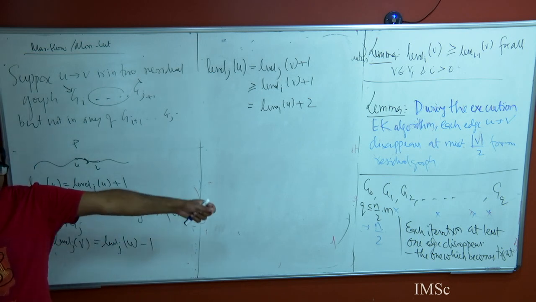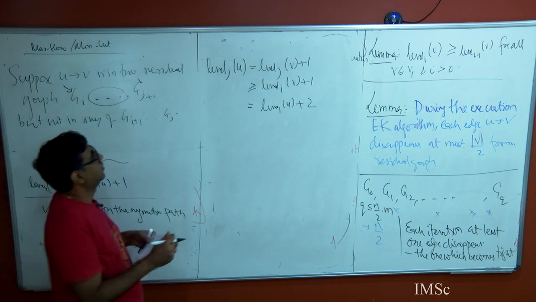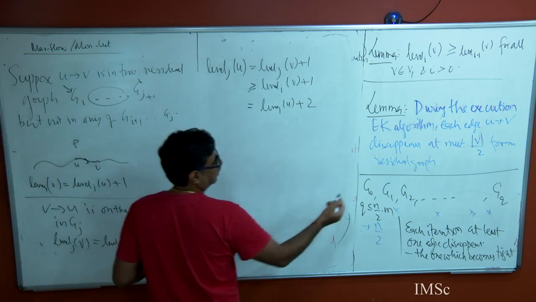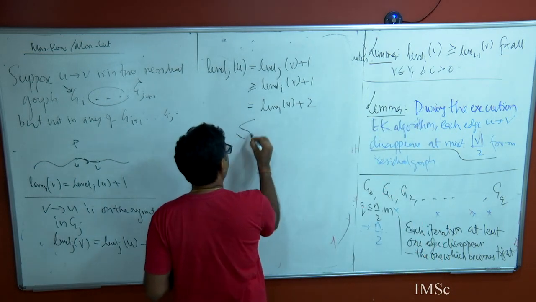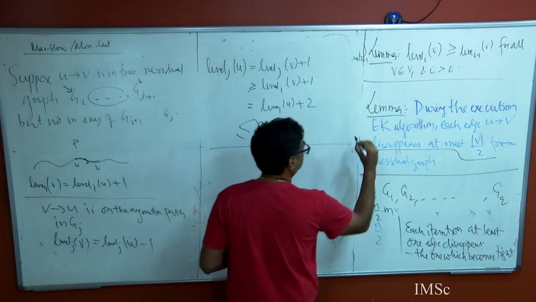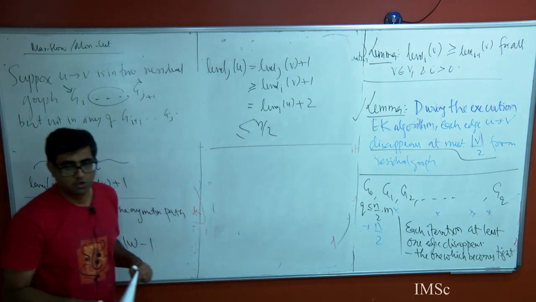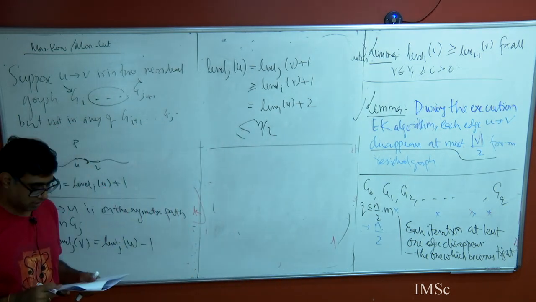So shortest path cannot be more than n. So this is why an edge disappears at most n by 2 times from the residual graph. So this lemma we have proved, right? So the only thing which is remaining is the monotonicity lemma. Let's try to prove this.